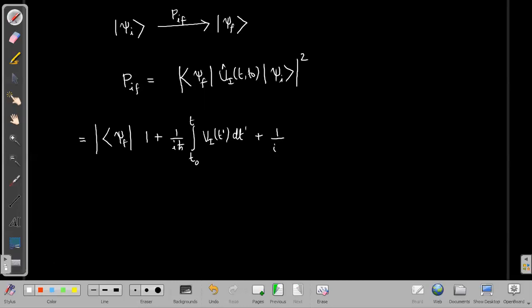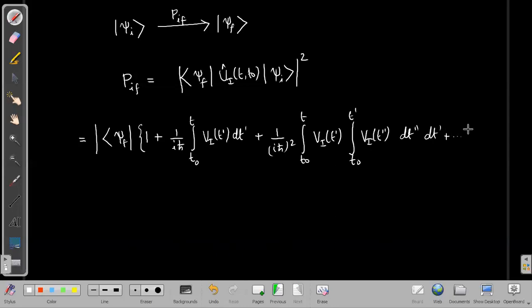Plus 1 by i h cross all squared, integral from t0 to t of VI at t', then again the next integral from t0 to t' of VI(t'') dt'' dt'. So this entire thing is your UI(t, t0), then acting on psi i, mod square.